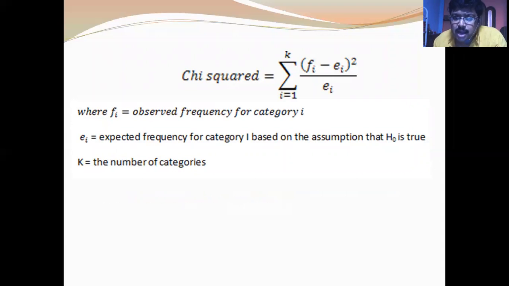Now look, this is the chi-square formula, where Fi is the observed frequency for category i and Ei is the expected frequency for category i based on the assumption that the null hypothesis is true, and K is the number of categories.